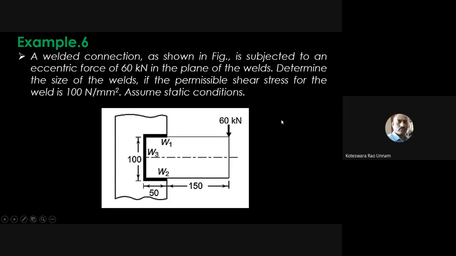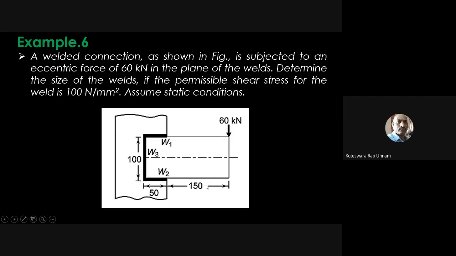So now this is the problem. What is the procedure? Whatever procedure we discussed so far, we need to apply to this. First you need to compute the primary shear stress and the secondary shear stress. Then we need to find the resultant shear stress. Then equate the resultant stress to the allowable stress. The allowable or permissible shear stress he has given as 100 Newton per mm square, so we need to substitute that.